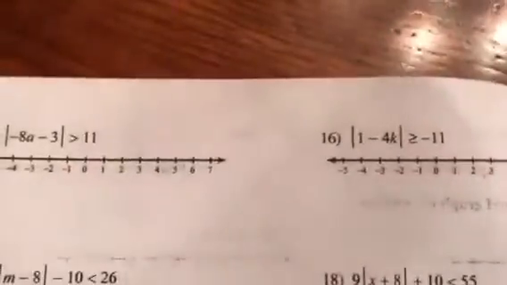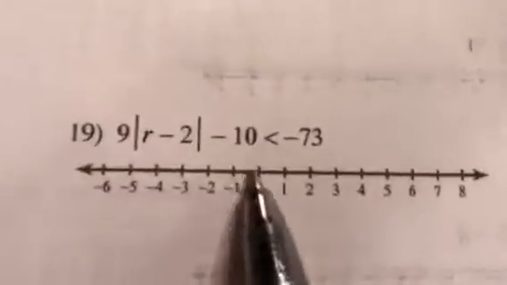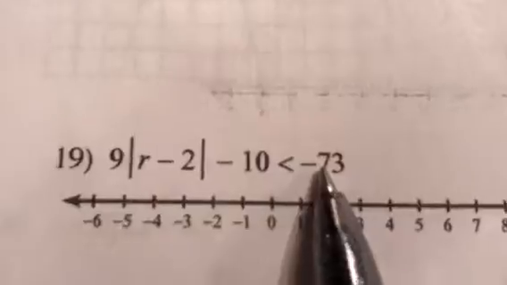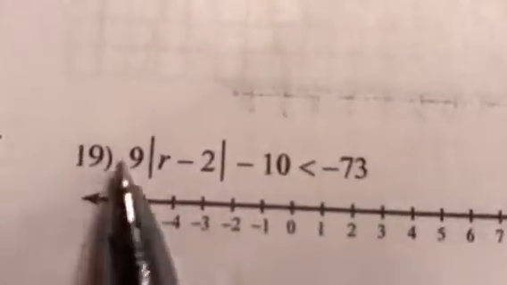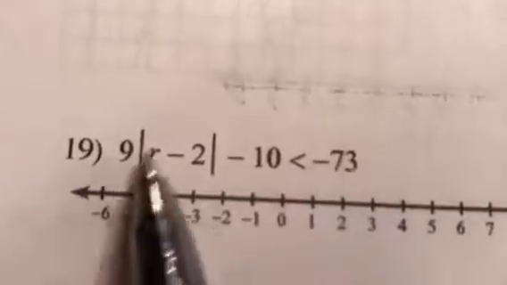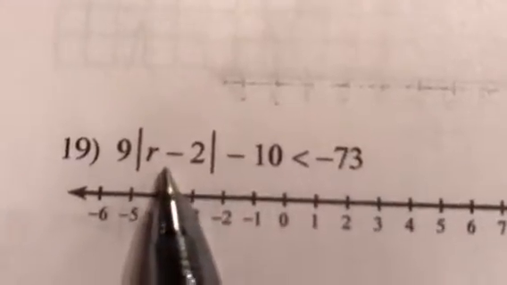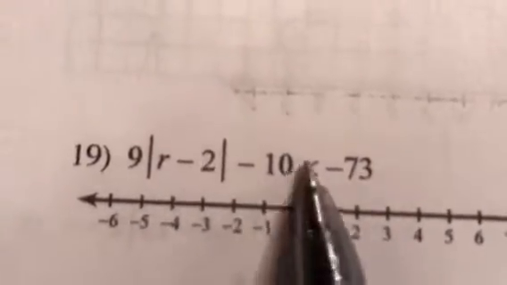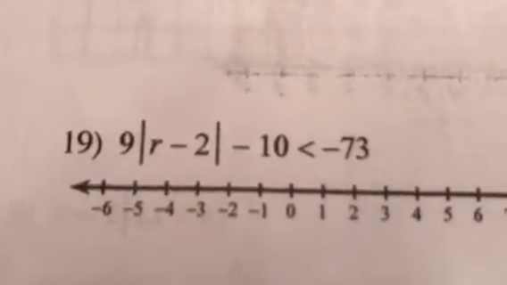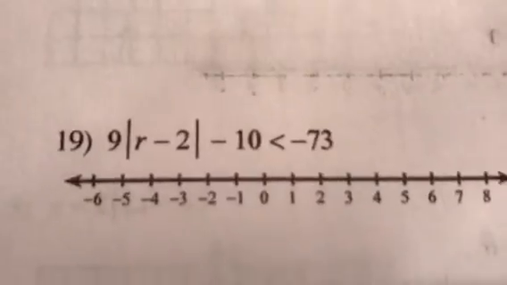And there should be another one like that. I think this one's kind of tricky right here. If you add 10, do you see you're going to get negative 63? And then you would divide by 9, which is going to give you what, a negative 7? Well, there's no way. Remember, absolute value is always positive. There's no way it would ever be less than a negative 7. It's impossible. So on this one, it'd be no solution. So you just kind of have to think about those.